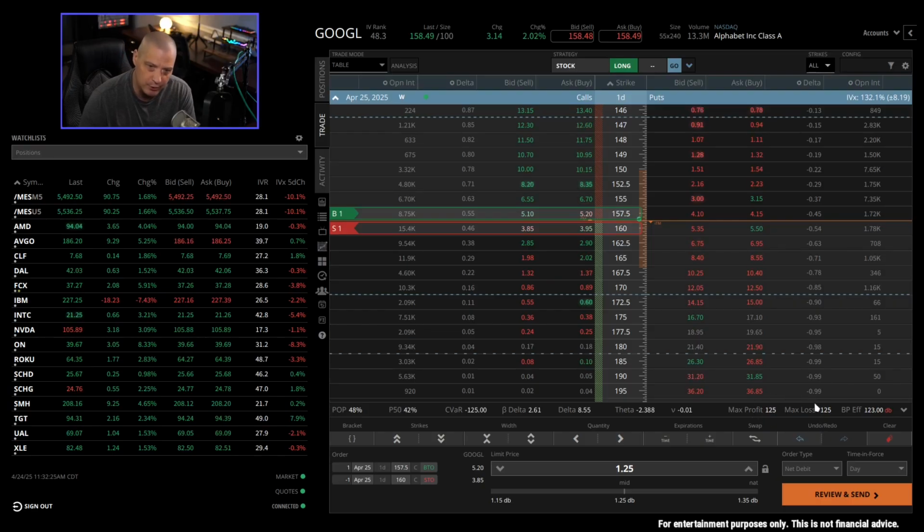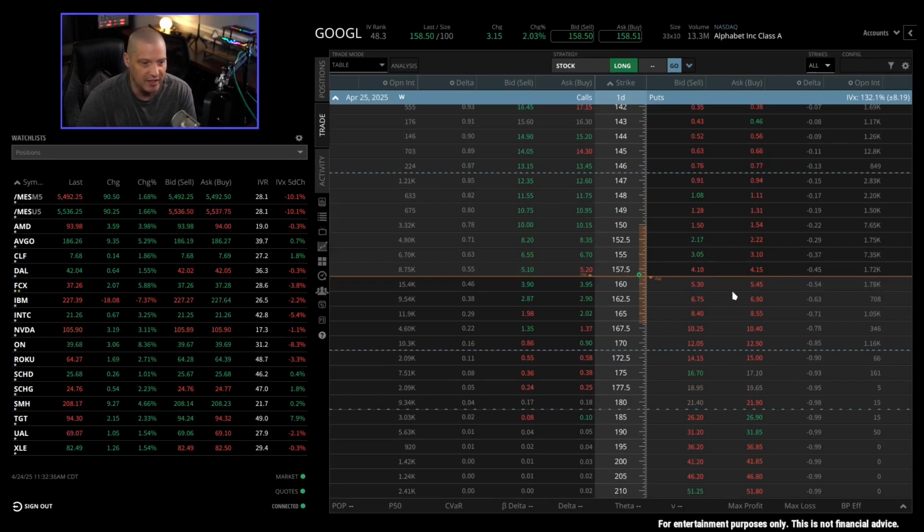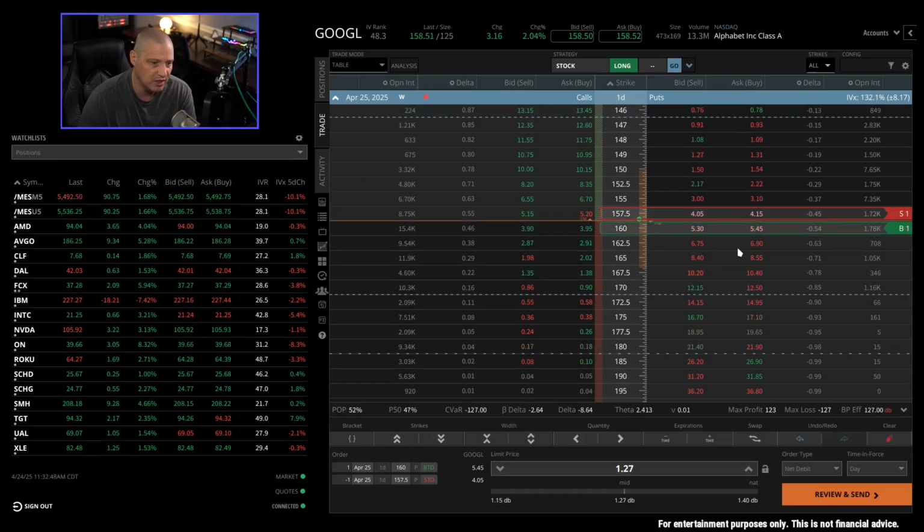If I win, I make $125. If I lose, I lose the $125 I paid for the spread, right? So it's a perfect 1-to-1 risk reward, and it's a 50-50 shot. And of course, I could do that on the opposite side. If I wanted to do this with the puts, I could do this on the put side as well. Buy the put and then sell the one below. And again, we're risking one to make one, and you've got about a 50-50 coin flip shot on that.